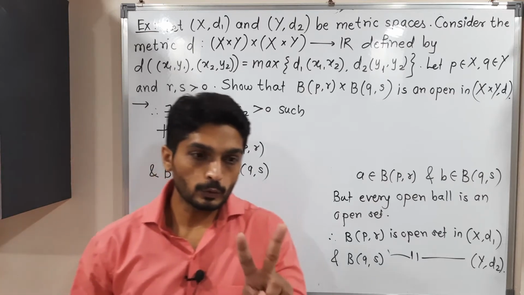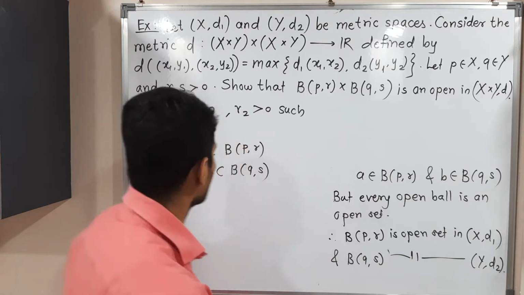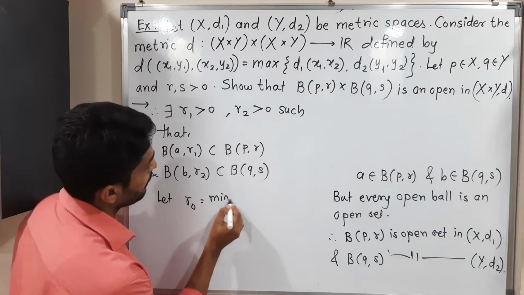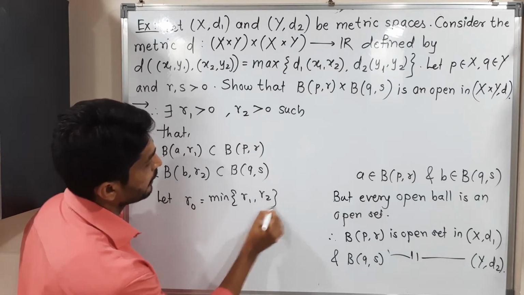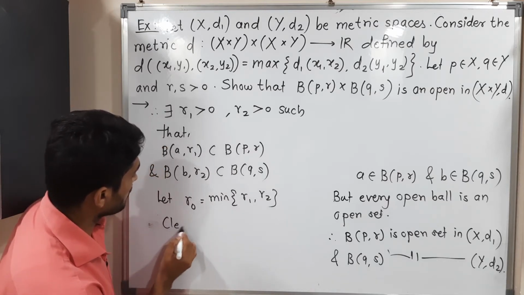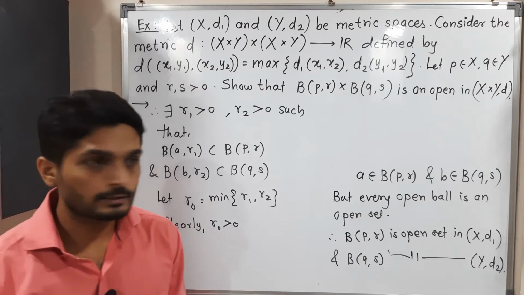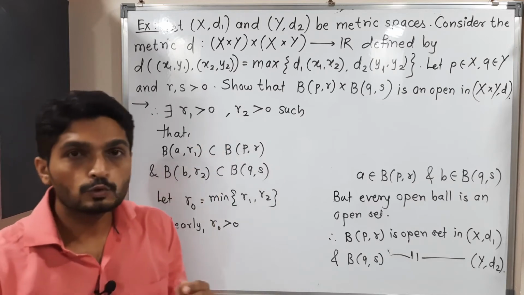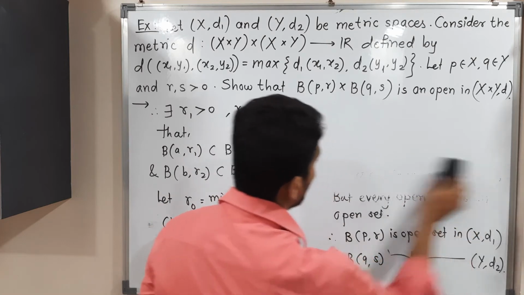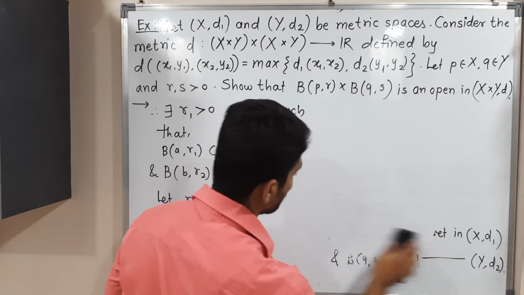We have got two radii, R1 and R2. What will I do? I will select the minimum of R1 and R2. Let R0 be equal to the minimum of R1 and R2. So now my claim is, clearly R0 is greater than 0, since both of them are positive, so the minimum of these two is also positive. Let me remove this part, it is not required, and you have also taken its screenshot. Just let me remove it.